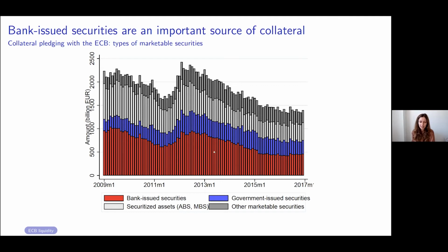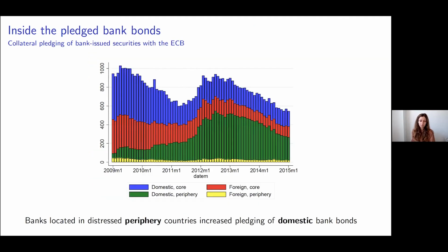So let me now take this red shaded area and decompose it a little bit more. Here I'm splitting the previous red shaded area into 4 groups. And what you can really see is that the part that is driving these bank bonds is the pledging of bank bonds issued in the Eurozone periphery by other domestic institutions. So that's the green shaded area right here.